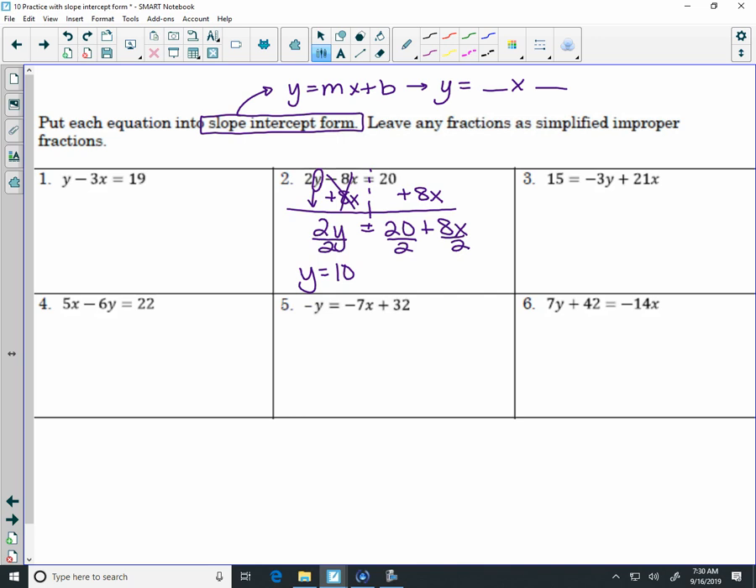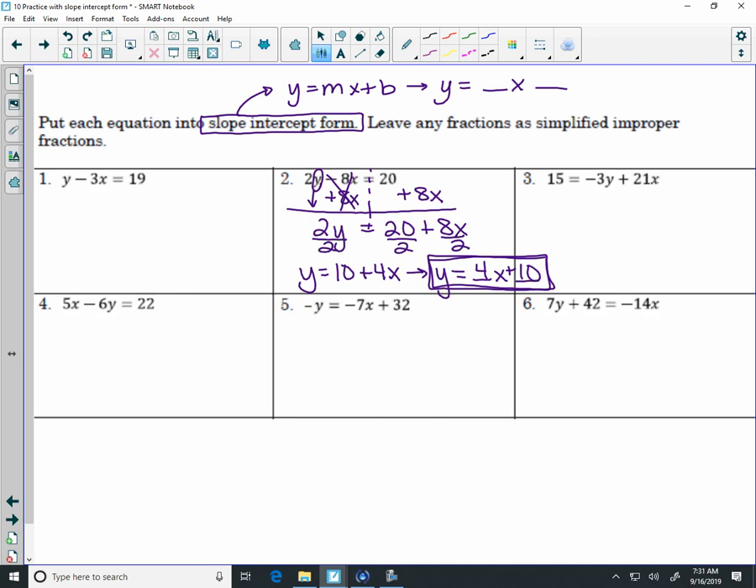20 divided by 2 is 10. 8 divided by 2 is 4, and that has the x with it. Again, I need the y equals mx plus b order, so I'm going to write that fill in the blank here. Going into number 3 a little bit there, but that's okay. The 4 is in front of my x, so that goes in that blank. That's a positive 10, so I want plus 10. This is really great practice.